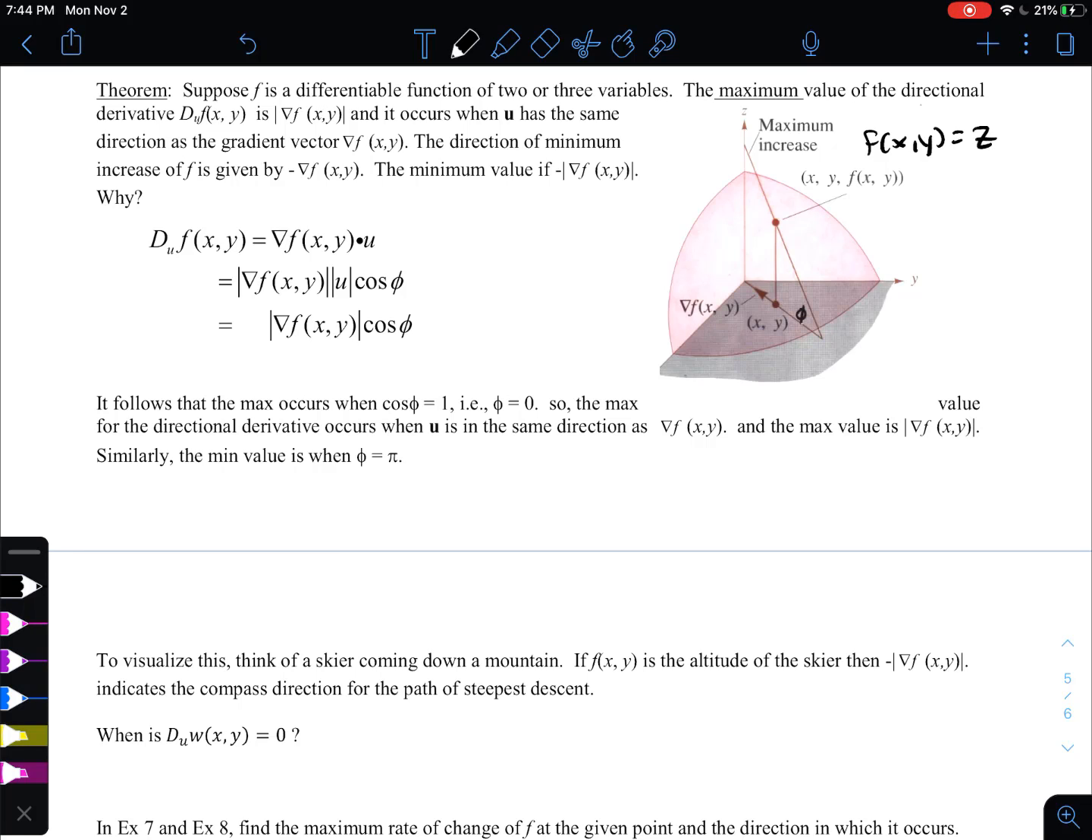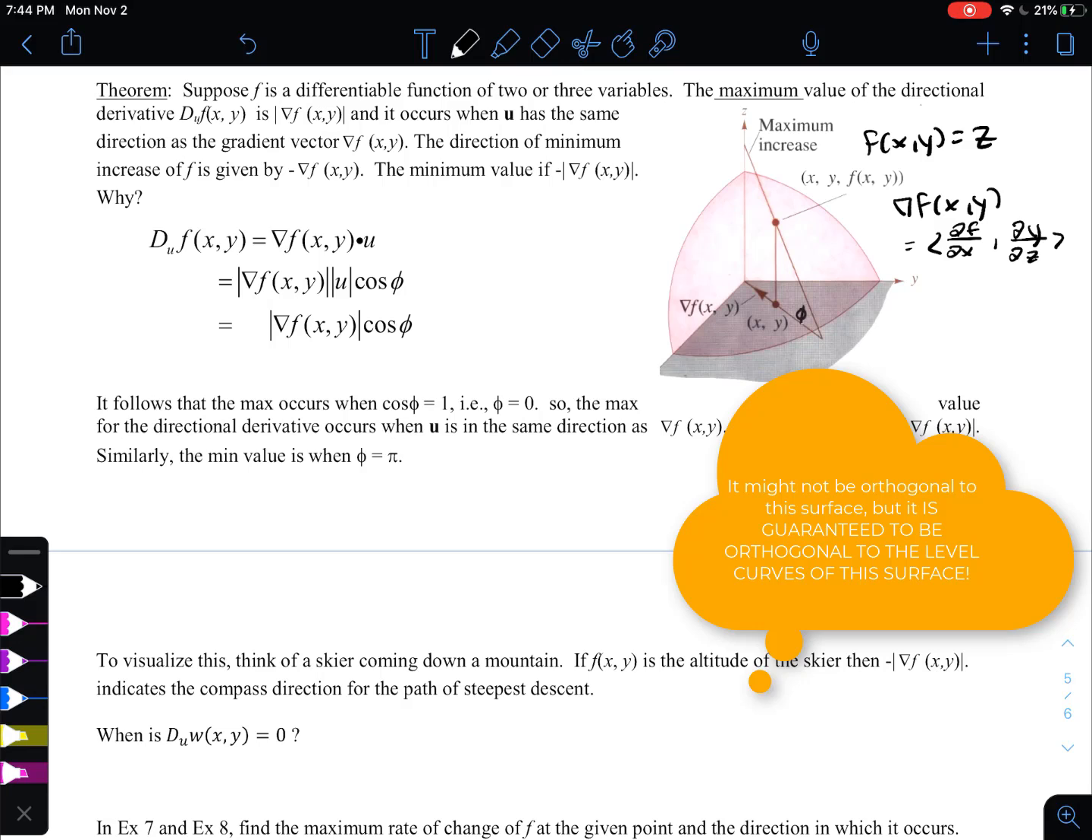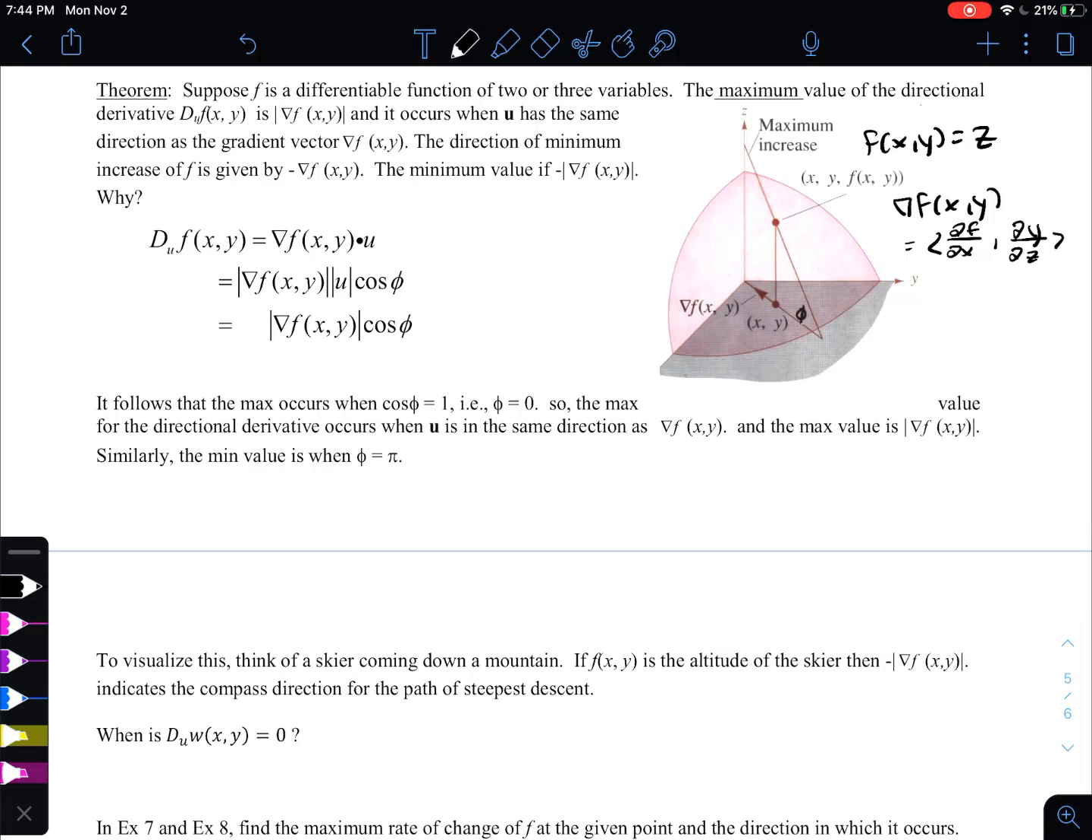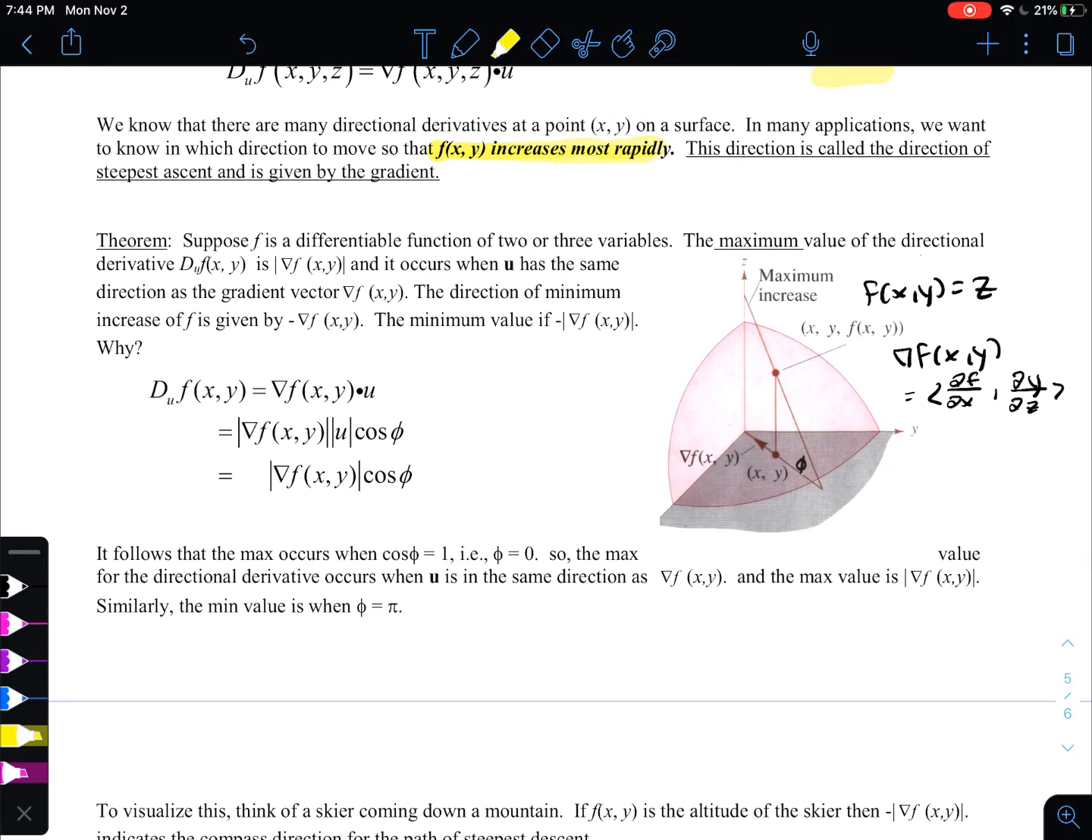So when I find the gradient vector on this equation, it will look like some kind of two-dimensional vector, okay? So it might not be orthogonal to this surface is what I'm trying to say. That's important because we're about to use the direction of the gradient vector for something very specific, okay? So we want to prove that the direction in which the surface increases most rapidly, how do we get to the top of the mountain the fastest, that direction is actually given by the gradient.